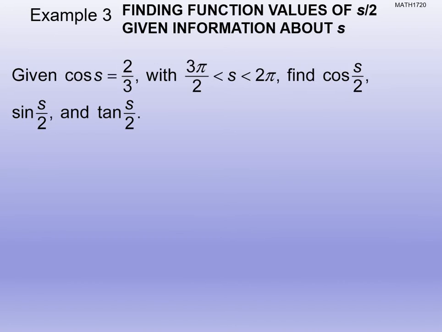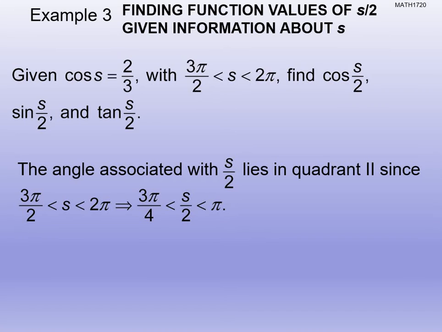Okay, so let's go about that. Remember, we're given cosine of s is equal to 2/3. So we already know that the hypotenuse of the triangle is 3, the adjacent leg is 2, and then we have some other value you can use with the Pythagorean theorem to find. You can take 3 squared minus 2 squared, so you're going to get 9 minus 4. We know the other value is the square root of 5, and it has to be negative because of the quadrant that we're in.